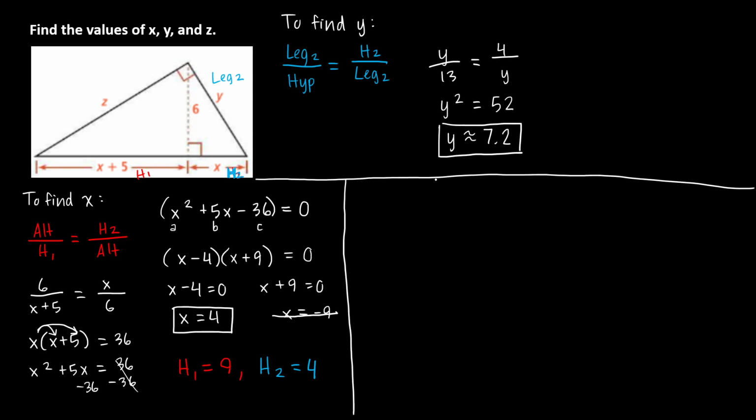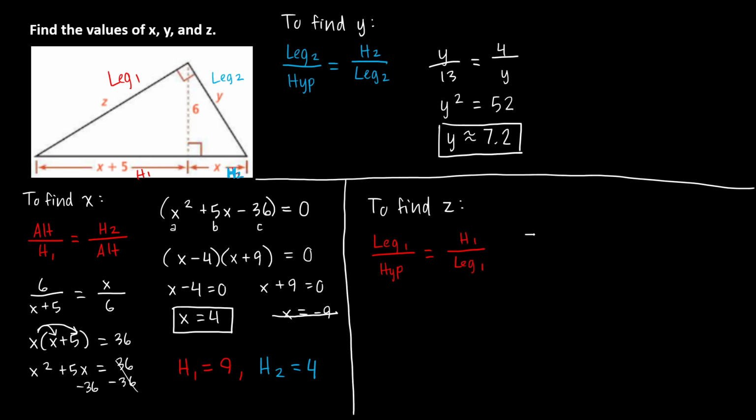So I have x, I have y, now I need to find z. So z is another leg. Let's call it leg 1 because it corresponds to h1, that portion of the hypotenuse. And I know that this leg is the geometric mean of the entire hypotenuse and the portion of the hypotenuse next to the leg.